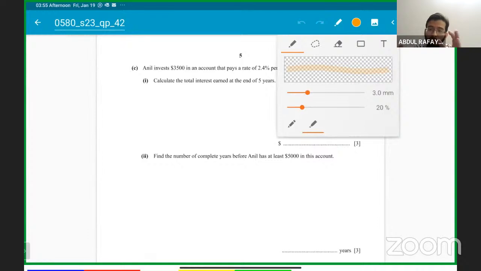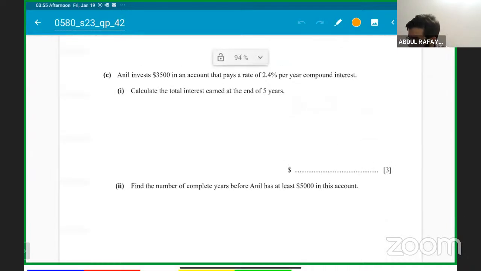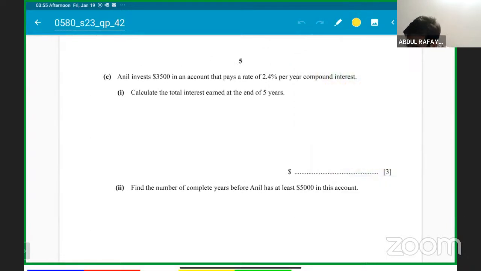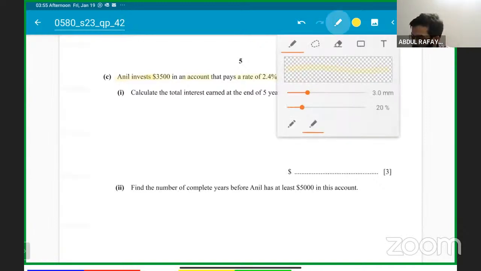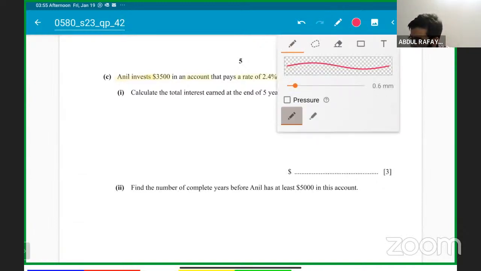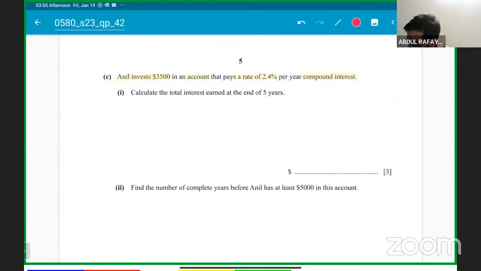The next thing they always test is numbers: simple interest, compound interest, depreciation, profit, loss, percentages, ratios, and all these things. Anil is investing $3,500 in an account that pays a rate of 2.4% per year, compound interest. Make sure once you are reading the question, mark the important words, just like I do. You can do it with your pencil.